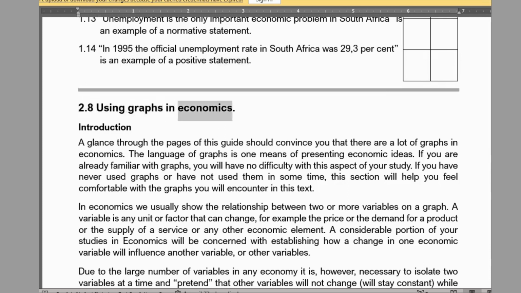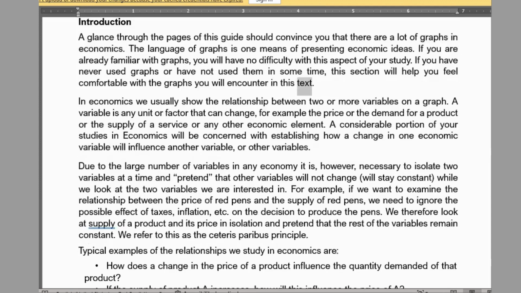2.8 Using graphs in economics. Introduction. A glance through the pages of this guide should convince you that there are a lot of graphs in economics. The language of graphs is one means of presenting economic ideas. If you are already familiar with graphs, you will have no difficulty with this aspect of your study. If you have never used graphs or have not used them in some time, this section will help you feel comfortable with the graphs you will encounter in this text.